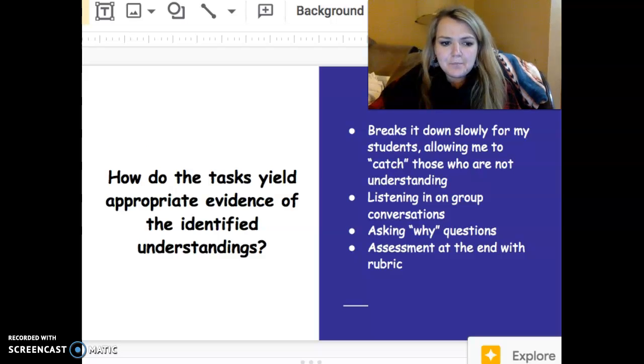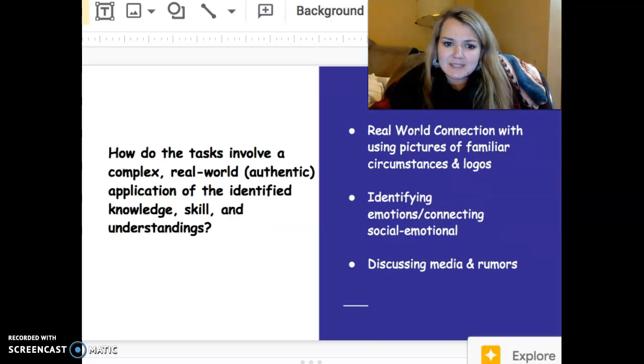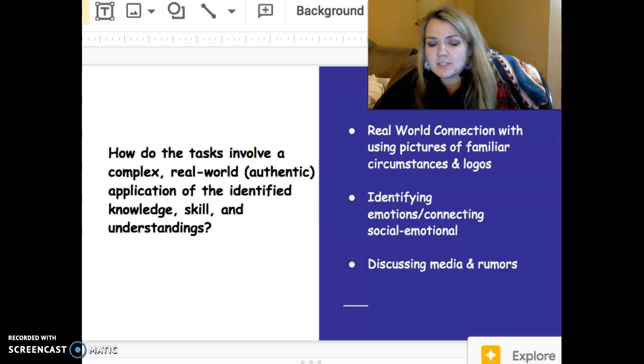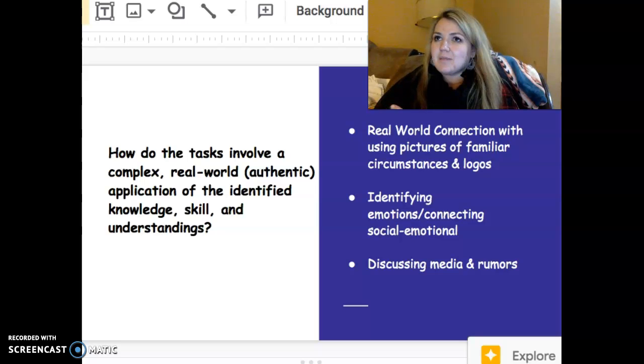The next question was, how do the tasks involve a complex, real-world, authentic application of the identified knowledge, skill, and understandings? One of the biggest real-world connections in my lesson was that I used pictures of familiar circumstances and logos for my children. So things like our Bueller Crusader logo, that's our school logo, McDonald's, Walmart, things that they can easily identify, and then asking them, what do you think of when you see this? And so sometimes if they saw McDonald's, they might not just say McDonald's. They might say, oh, I think of cheeseburgers, or I think of french fries, and kind of going off of that.